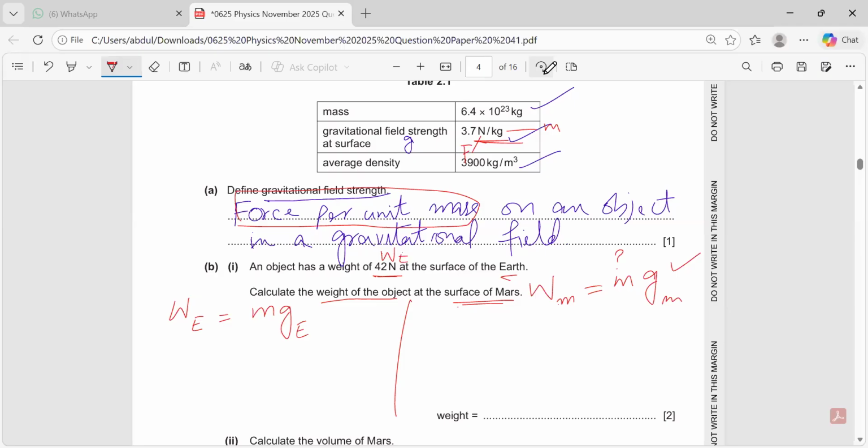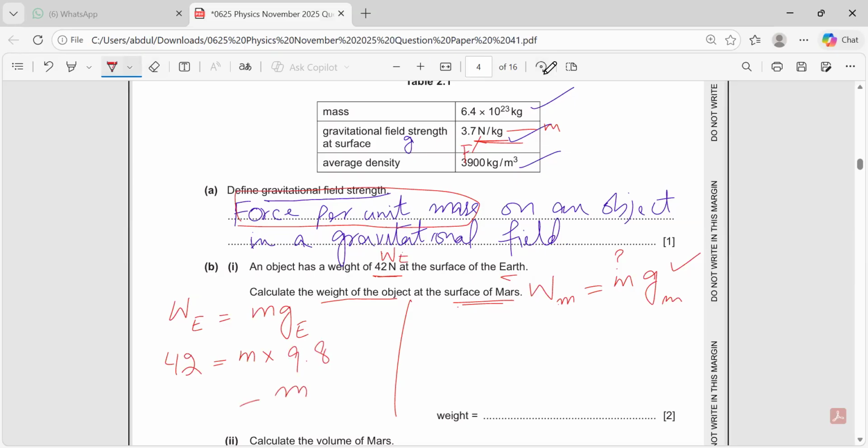So weight on Earth is how much? 42. Mass we need to find, and value of g on Mars 3.7. Am I right? No, I'm not right. And you people are just sleeping. Value of g on Earth, it is 9.8.